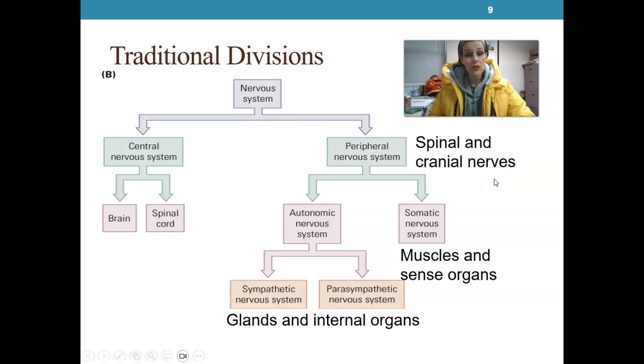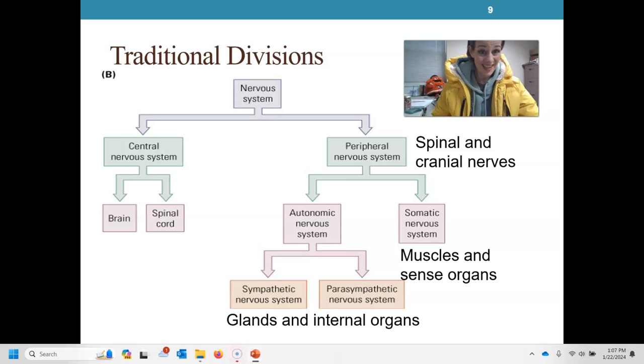Now, a little bit more, we're going to move on to talk about the peripheral nervous system. So in general, the peripheral nervous system is going to be made up of the spinal and the cranial nerves that extend from the spinal cord and the brain. And this peripheral system not only provides energy and information to muscles and our sensory organs, as in the somatic nervous system, it also provides information to glands and our internal organs through the work of the autonomic nervous system, which can then be divided into the sympathetic and the parasympathetic nervous system.